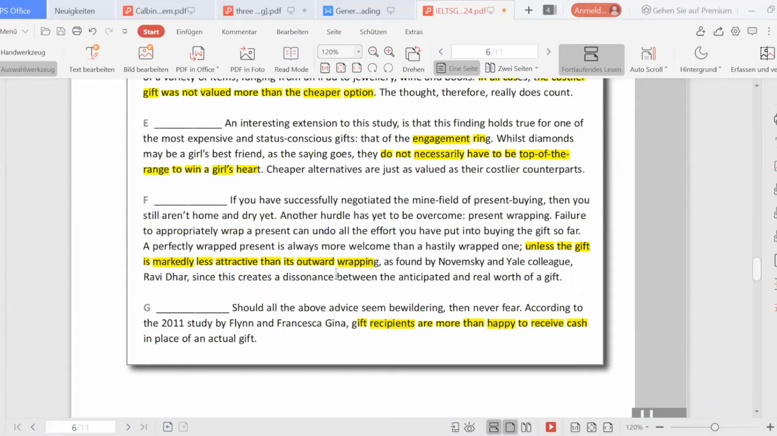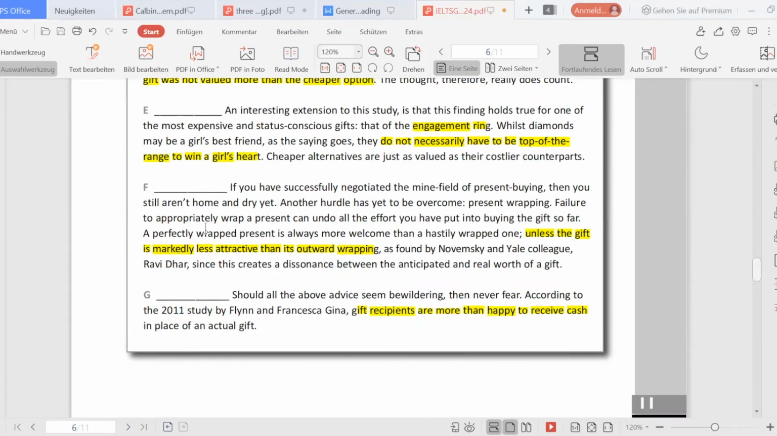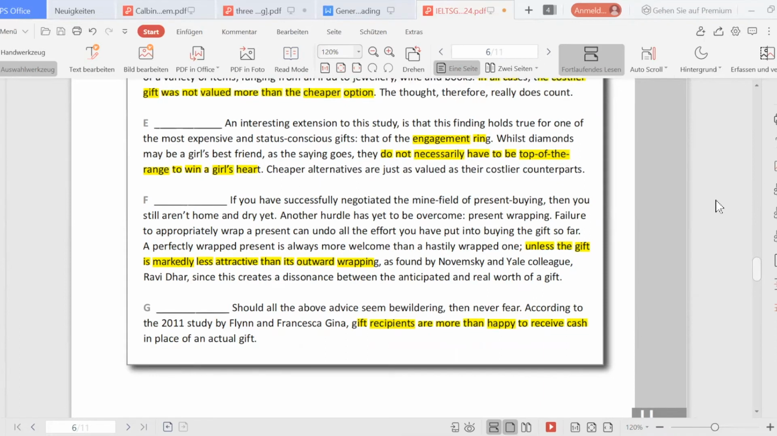This is, again, a strong, high degree adjective, markedly less attractive, because the word markedly elevates the adjective less attractive. So you want to figure out high degree adjectives. They are introduced with words like markedly, absolutely, amazingly, and so on. That's how you identify high degree adjectives. So this sentence with a high degree adjective was enough to figure out the answer to the question.